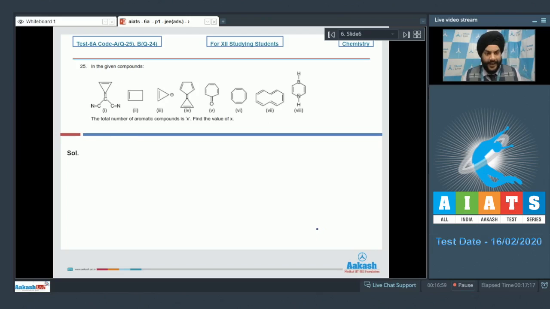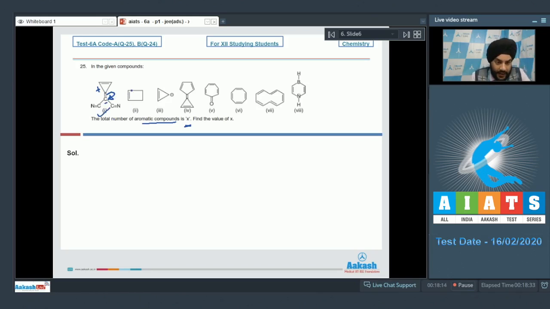Let us look at question number 25 now, students. We have been given 8 different compounds and the examiner seems to be interested in the total number of aromatic compounds in the given compounds. It is told that the total number of aromatic compounds is X and we have to report the value of X. If we talk about the first molecule which is given to us, in this molecule there can be a polarization of the double bond indicated in such a fashion that the carbon present in the ring gets a positive charge and the carbon just outside the ring gets a negative charge. So due to this polarization, the first compound becomes aromatic.